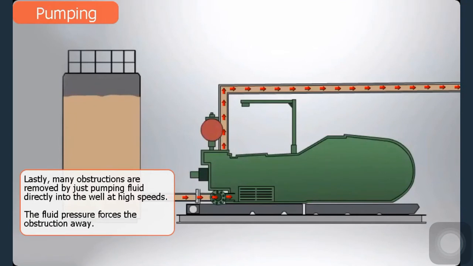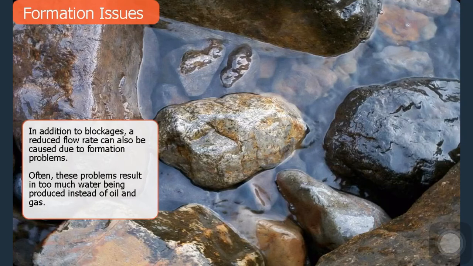Lastly, many obstructions are removed by just pumping fluid directly into the well at high speeds. The fluid pressure forces the obstruction away. In addition to blockages, a reduced flow rate can also be caused due to formation problems. Often, these problems result in too much water being produced instead of oil and gas.